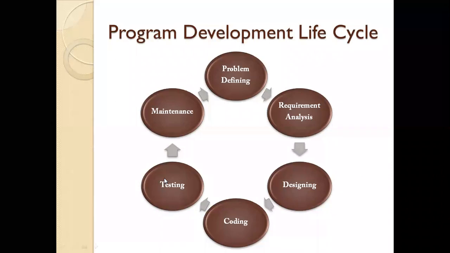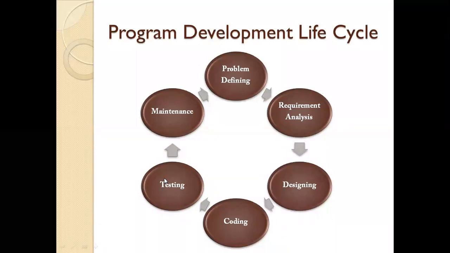So first you have to define your problem, then you have to take the requirements of your problem, means you have to decide how many inputs you want, how many outputs you want. This stage is known as requirement analysis. Next step is designing. In designing you will create either algorithm or you will create flowcharts. After creating algorithm and flowchart, next step will be coding.